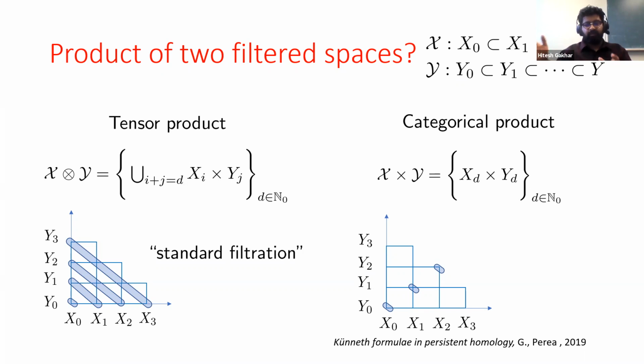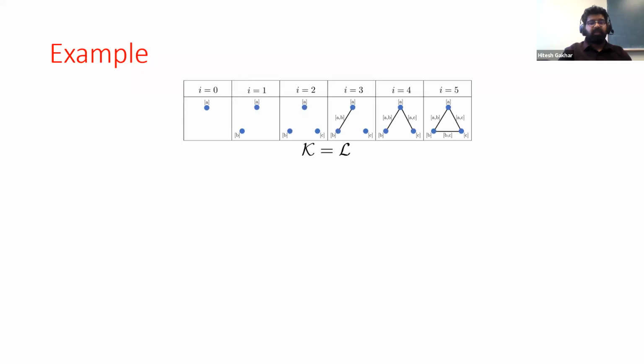And the other one was the categorical product, where in this product filtration at index D, the space sitting there was just the product of XD times YD. And we thought this was important because it was the categorical product in FTop, which is the category of filtered topological spaces. Okay, so let's take a simplicial filtration. This filtration starts at i equal to 0, and let's say it goes beyond i equal to 5 as well, but at 5 it stabilizes, so that's the only important thing here.